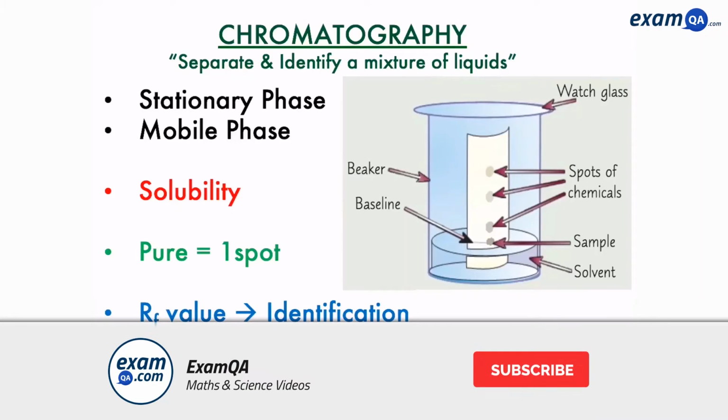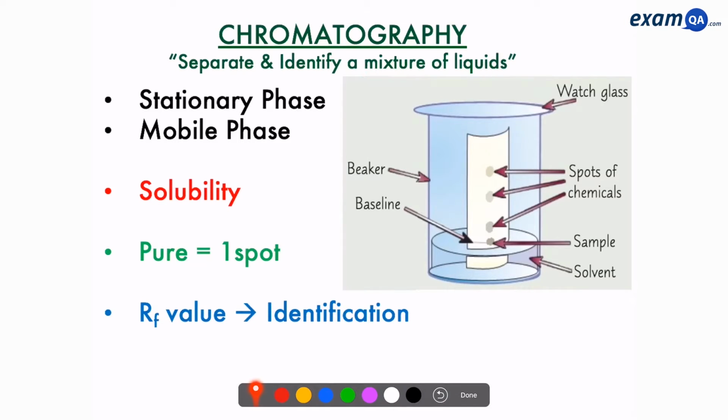So chromatography is used to separate a mixture of liquids and also to identify what they were. Now in chromatography you have two main phases. You have a stationary phase, something that does not move. So basically the piece of paper is going to be your stationary phase, the chromatography paper. And then you have a mobile phase, which is the solvent that they're going to be dissolved in. Usually it's done inside the beaker, and you put a watch glass to prevent the solvent from evaporating.